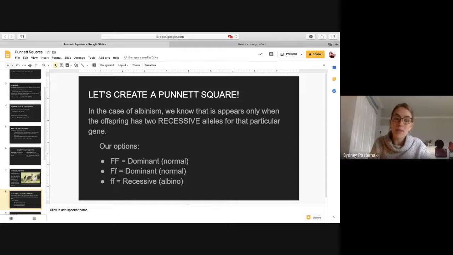And so the big F, if we remember, the dominant allele is going to override the recessive allele if those two are together. So we've got a homozygous dominant and a heterozygous dominant. These are both dominant, coding for normal phenotypes. In the case of little f, little f, it is going to be recessive. We know that because it is going to be albino. So if we have little f, little f, that particular offspring will be completely white or albino.